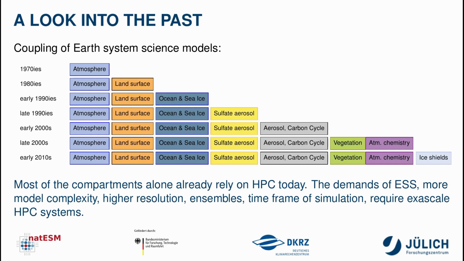Vegetation was added, atmospheric chemistry, and ice sheets. And over time, each of these compartments was a research field on its own already, and many of them also already used HPC technology. So to have a comprehensive model, one has to combine all these compartments, and this puts demands from the Earth system science community on the model complexity, but also on the computing power. To have everything together in a sufficiently high resolution, exascale HPC systems are required.